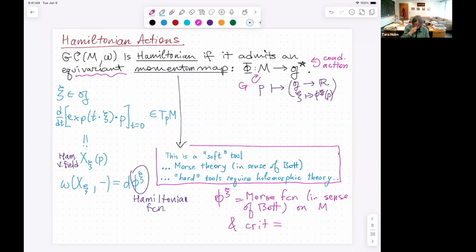These are the stationary points for the corresponding Hamiltonian vector field. So it's the fixed set of this one parameter subgroup, X of TC. And so this momentum map is one of the tools that's been around in symplectic geometry for decades, and it's one of the tools that we use to study symplectic Hamiltonian actions.